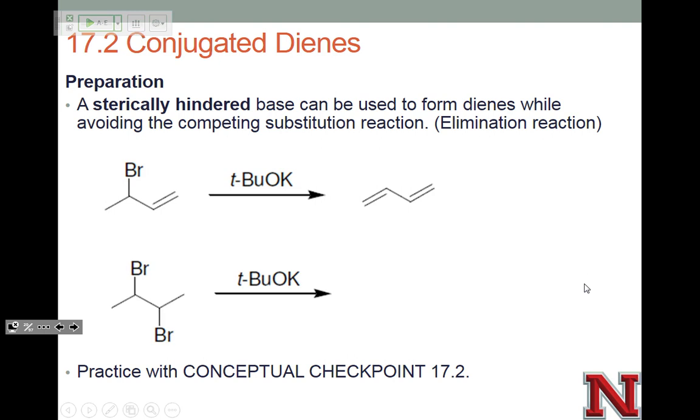If we have two leaving groups and a bulky base, we can again form the same compound. So either we need a double bond present and an adjacent leaving group, or we could have two adjacent leaving groups and form our diene. And this is just elimination reactions.